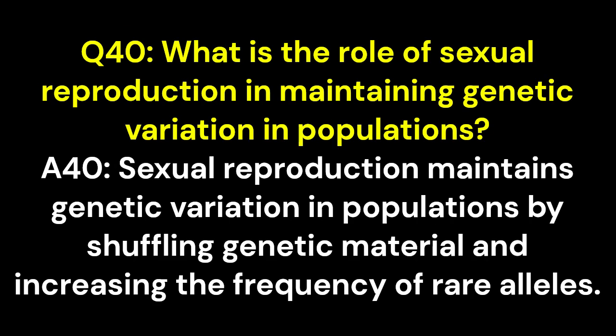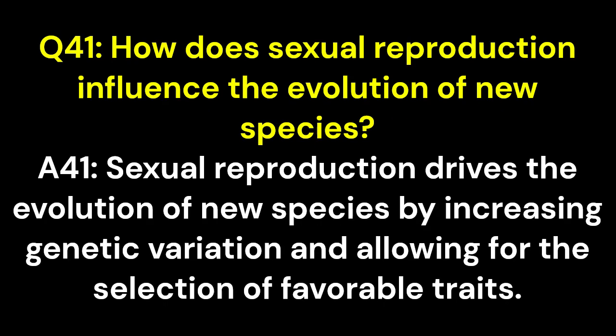Q40. What is the role of sexual reproduction in maintaining genetic variation in populations? A40. Sexual reproduction maintains genetic variation in populations by shuffling genetic material and increasing the frequency of rare alleles.